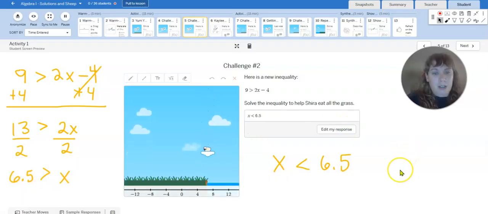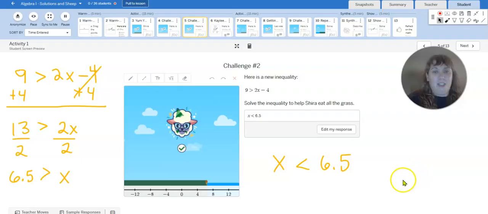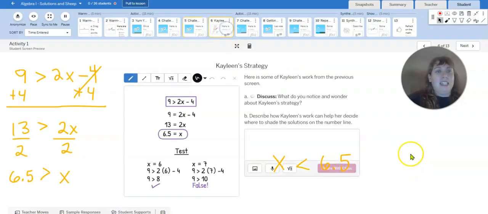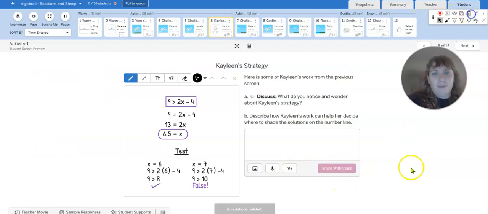Here comes Shara. Perfect right there, and we're going less, so it's less than. Awesome. Nice job, y'all. Slide 6 says Kayleen's strategy. Here is some of Kayleen's work from the previous screen. Discuss what you notice and wonder about Kayleen's strategy, and describe how Kayleen's work can help her decide where to shade.